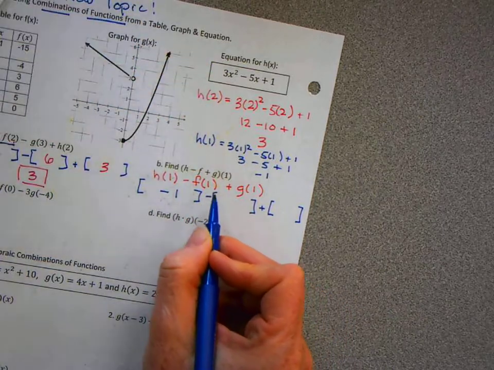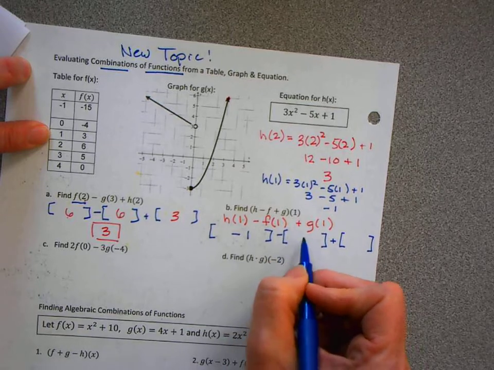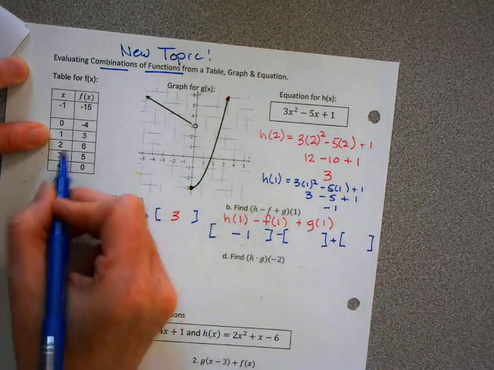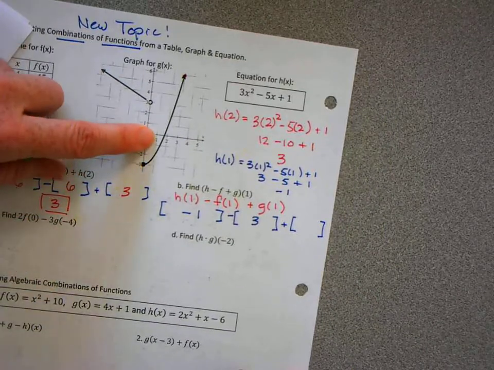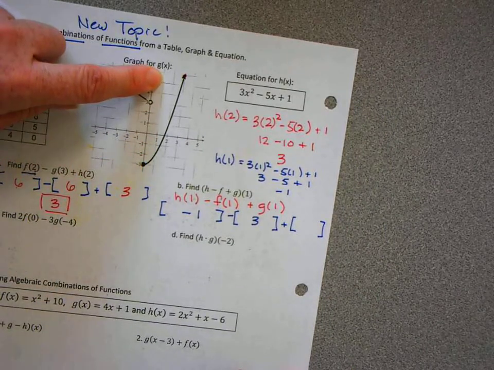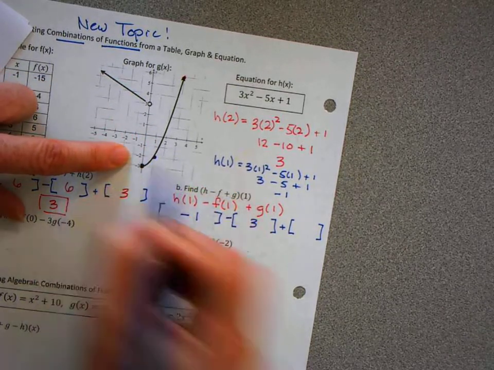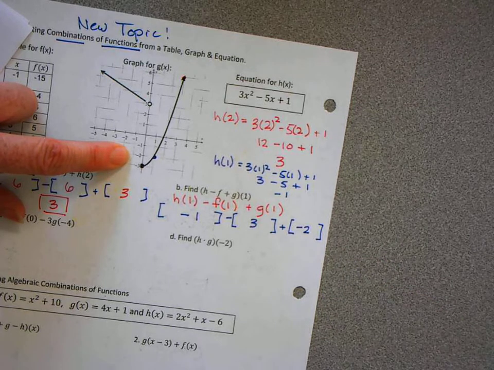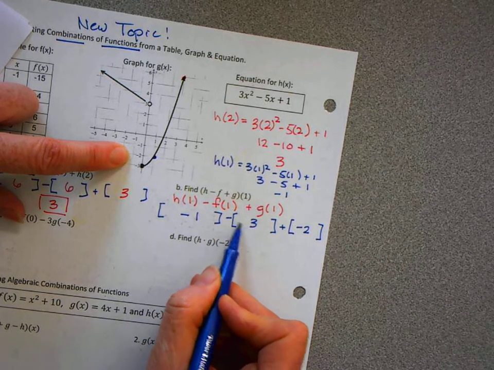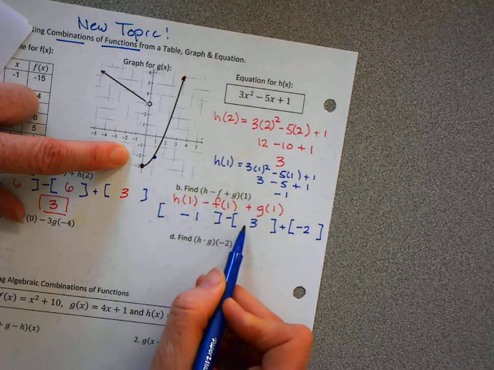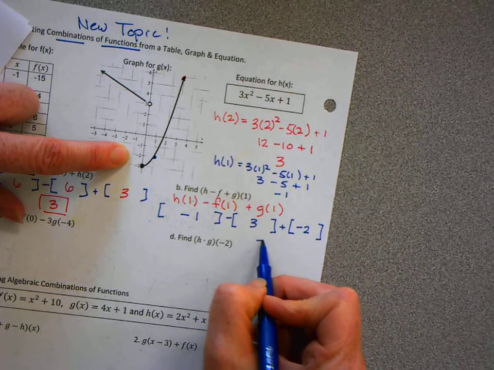F at 1. F at 1 is a table. So I look at my table. When x is 1, f of 1 or y is 3. G at 1. I look at the graph. When x is 1, where does the graph exist? It doesn't exist up here, but it does exist down here. So g at 1 is negative 2. Negative 2. So now I have negative 1 minus 3. See, I distribute that negative. So negative 1 minus 3 is negative 4. Negative 4 plus another negative 2, the answer is negative 6.